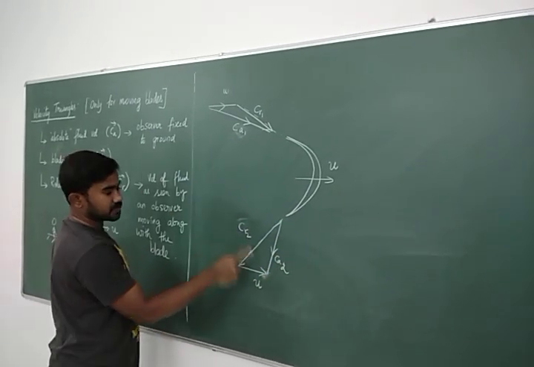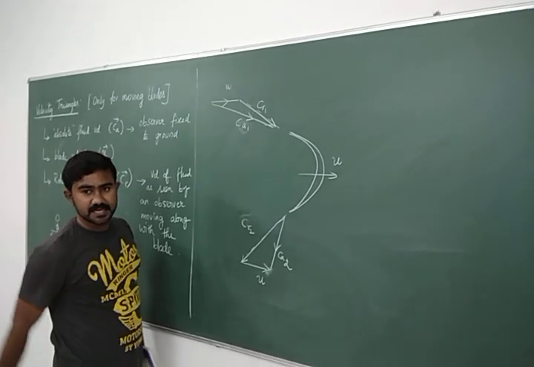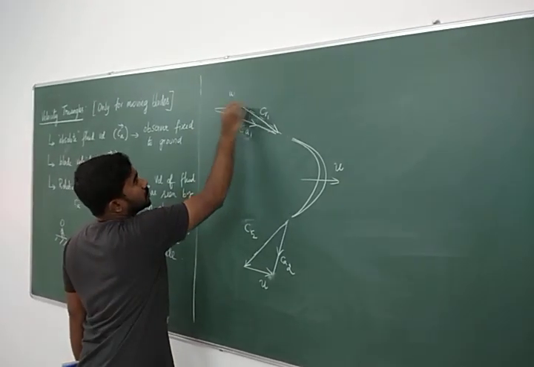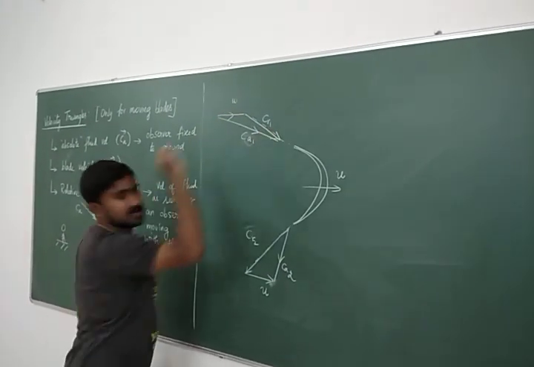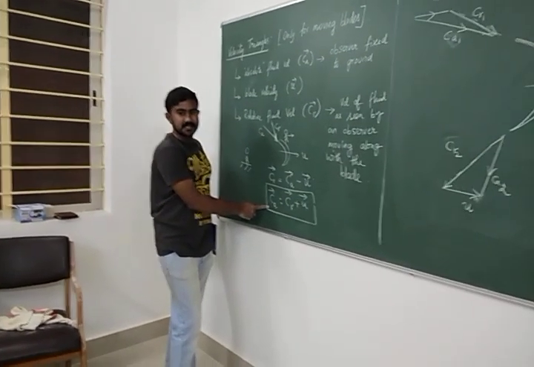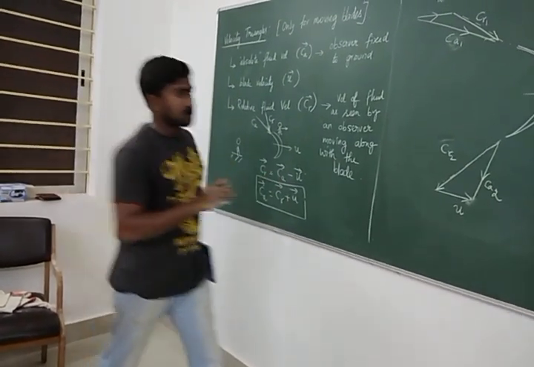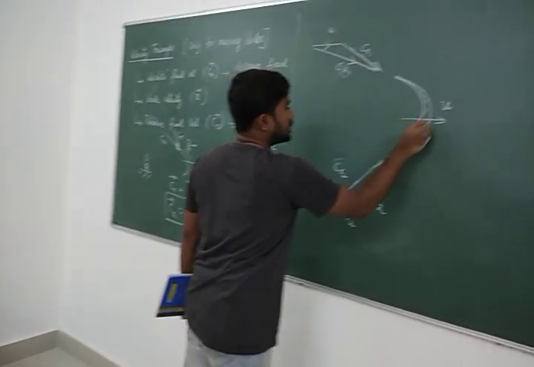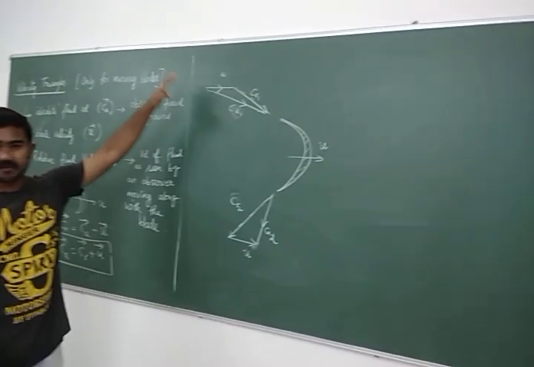CR2 plus U2 will give you CA2. Here, U plus CR will give me CA. Remember this rule? If I add CR and U, I have to get CA. Are you with me? Now, this will complete the velocity triangle. This is how I draw the velocity triangles.